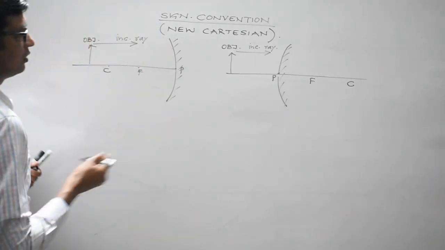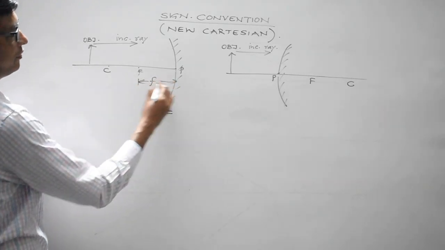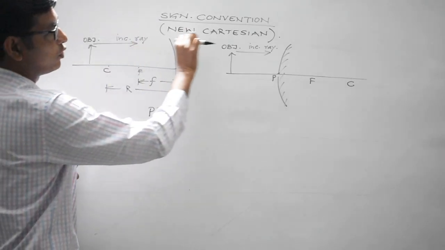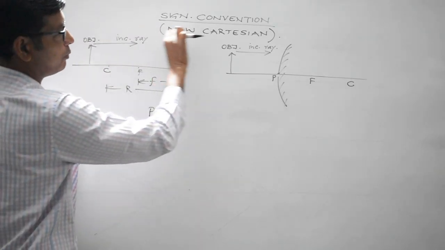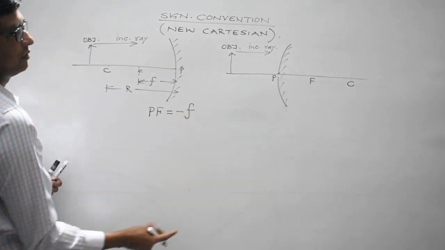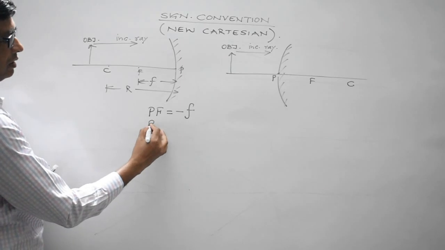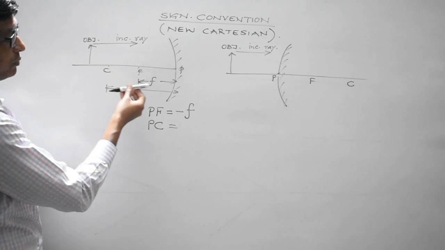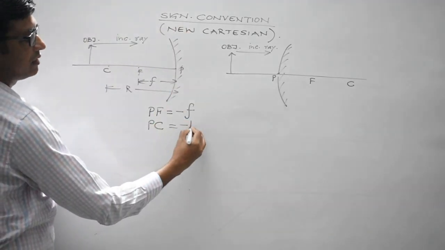So in this case, look, PF, you are aware its magnitude is F, and PC, its magnitude is R. Now the incident ray is starting from left to right, but PF is measured from right to left. That is in a direction opposite to that of the incident ray. So as per convention, it should be taken as negative. So it is minus F. The focal length of a concave mirror is always negative. Similarly, PC is the radius of curvature represented by capital R. Now PC is measured from P to C in a direction opposite to that of the incident ray, so it is to be taken as negative.